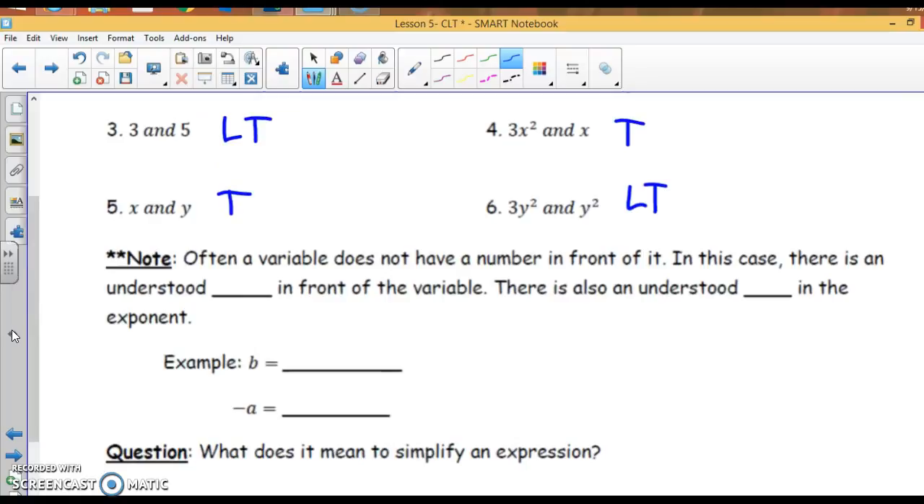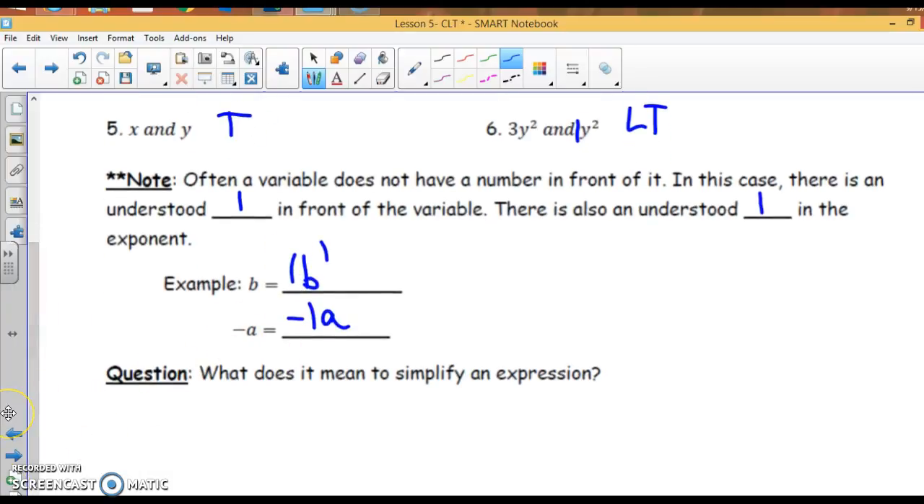Often a variable does not have a number in front of it. In this case, there is understood to be a 1 in front of the variable. There is also understood to be a 1 in the exponent if nothing is written. Like this one right here. This is a 1y squared. This is x to the first power. Okay? So for example, this is b to the first. This is negative 1a. You don't write that, just like I don't write 1b. You just write negative a.